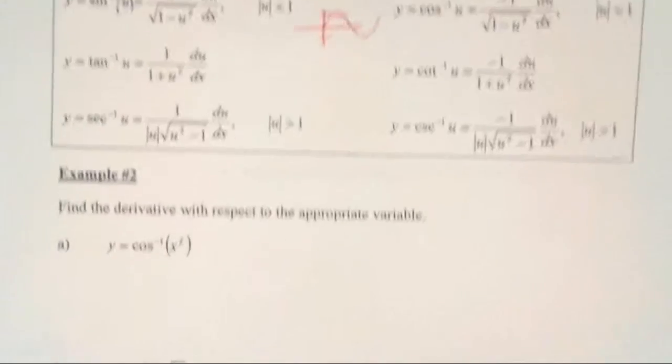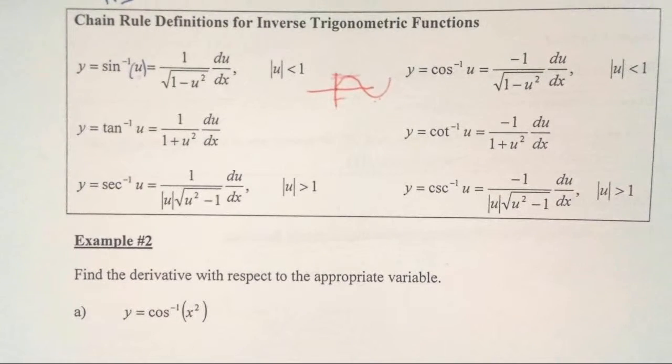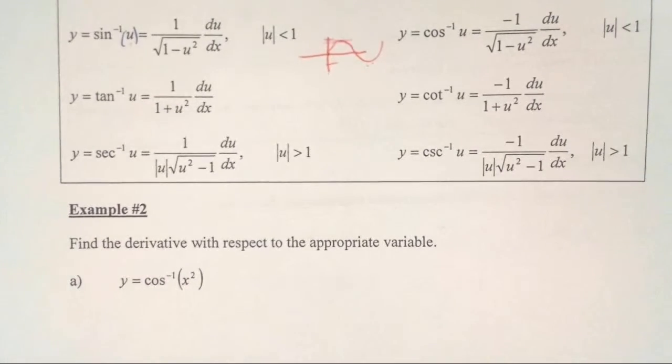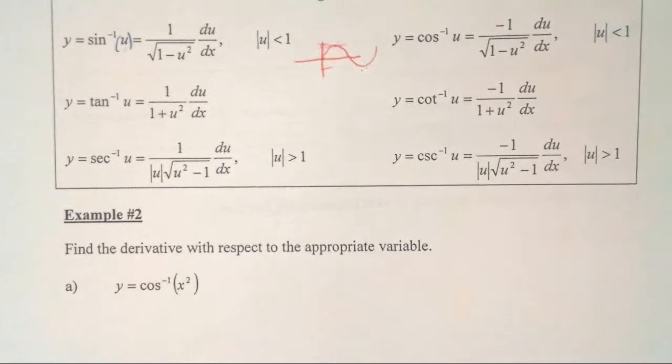Okay. So find the derivative. I think I'll leave this in view for us for at least starters here. We're going to need the cosine inverse derivative rule here. Find the derivative with respect to the appropriate variable. We're going to find dy dx, the derivative of y with respect to x, or y prime in this case.